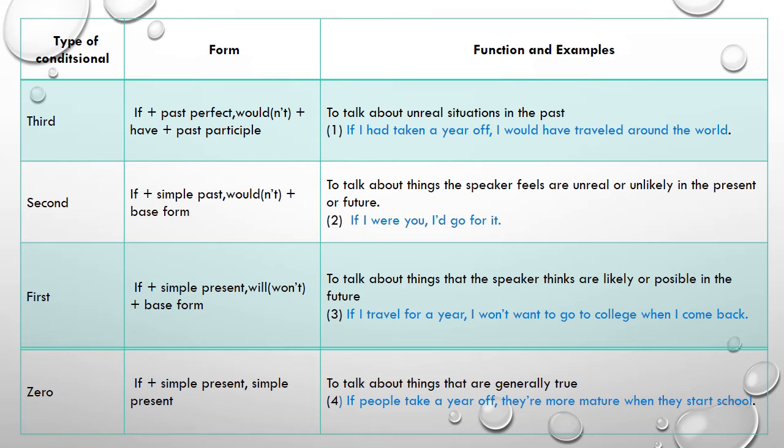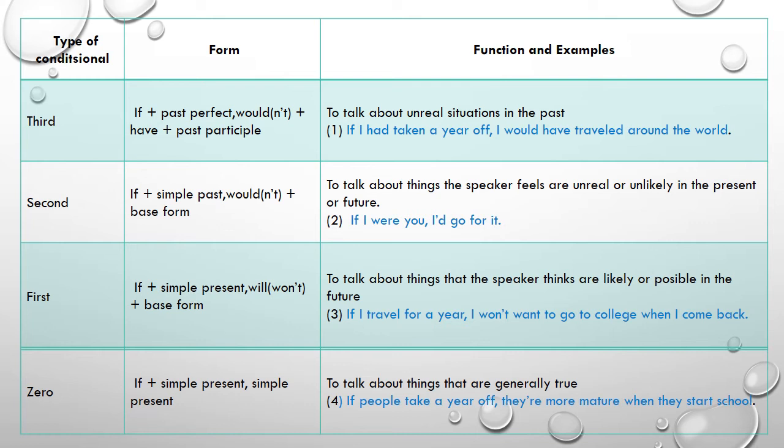Okay, here we have an explanation to see much more clearly how they work in context. So the type of conditional is first, then we have the form, the function, and examples. The third conditional first we have is if plus past perfect, would or wouldn't plus have plus past participle. But when do we use this clause? We use it to talk about unreal situations in the past. For example, if I had taken a year off, I would have traveled around the world.